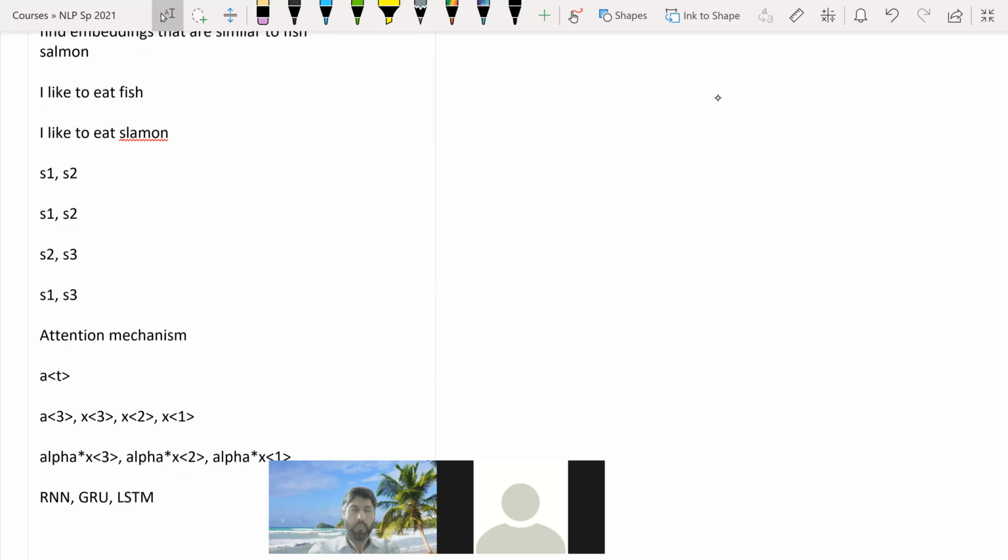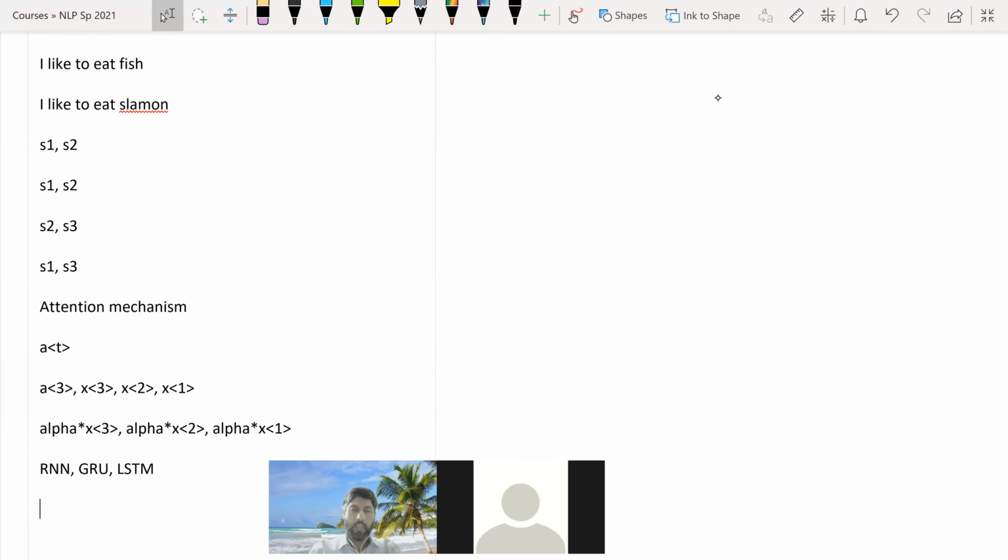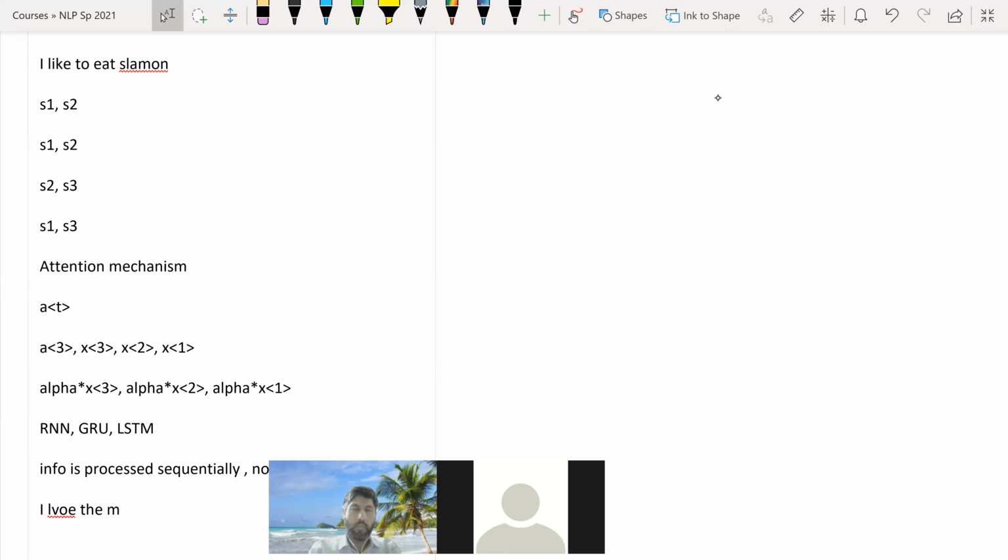So we are going to also move one step further and say that in the standard RNN as well as GRU and LSTM, information is processed sequentially. So no parallelism is possible. So meaning that when you have a sentence, I love the movie.